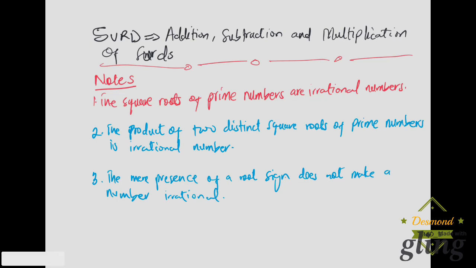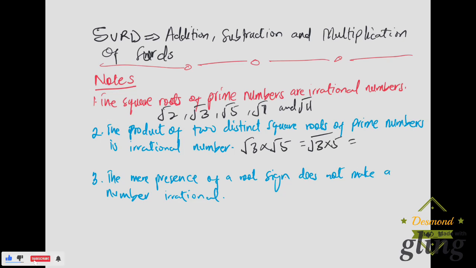The square root of a prime number is an irrational number. For example, root 2, root 7, and let's say root 11. They are all prime numbers, and they are all irrational numbers. The second point is that the product of two distinct square roots of prime numbers is also an irrational number. For example, root 3 times root 5 equals root 15. It therefore follows that root 15 is an irrational number.